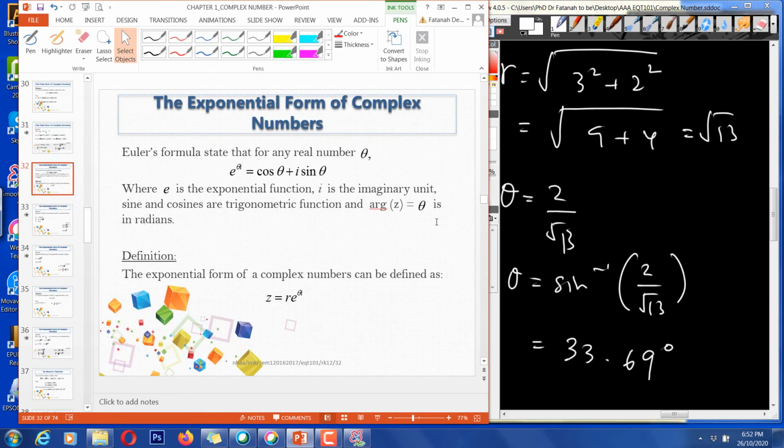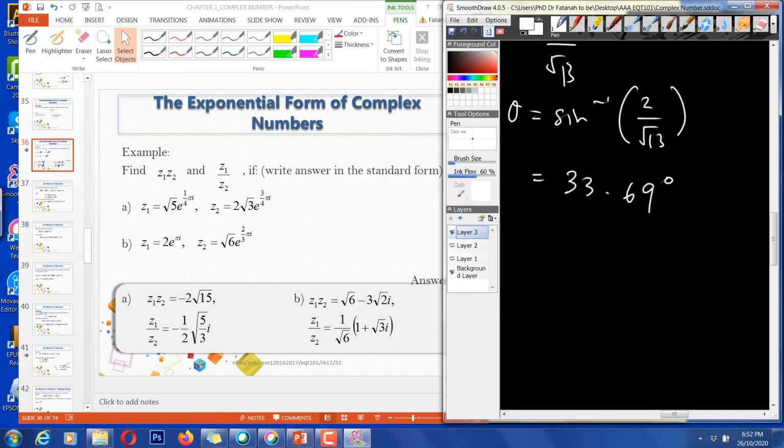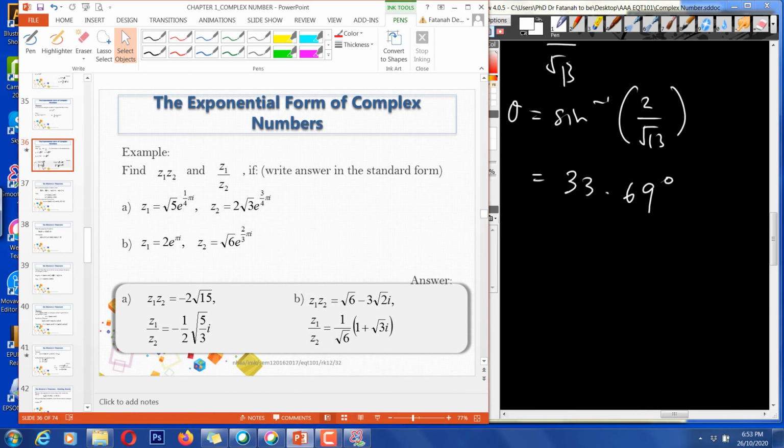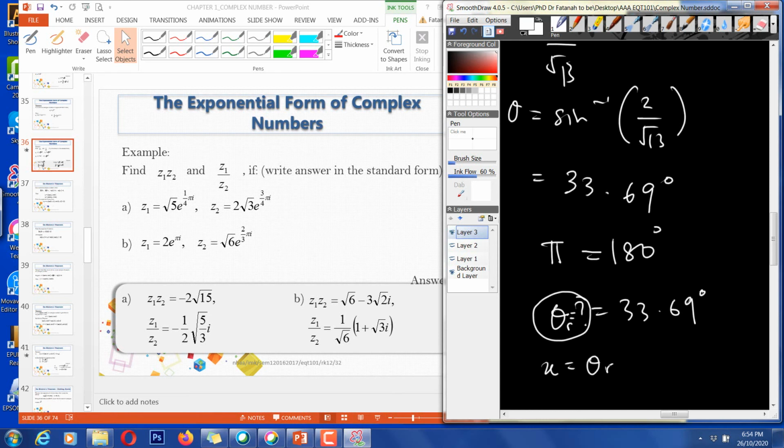In this polar form, in these definitions, the argument of z should be in radians. So how do we find it in radian mode? This is another part you need to know: how to convert degrees to radians. As we know, we just remember this one: pi equals 180 degrees. So now we have 33.69 degrees. What is theta in radians here? I put it as x. X is theta in radians.